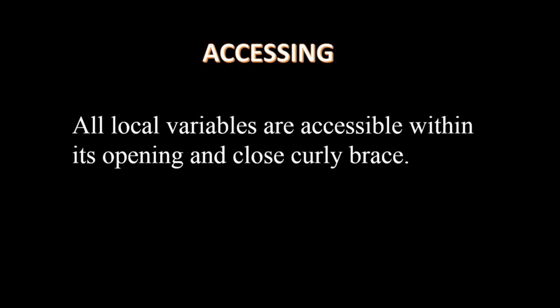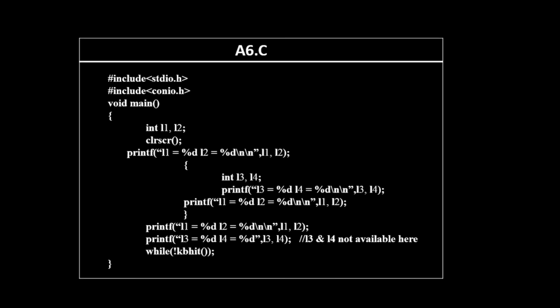So all local variables are accessible within its opening and closing curly braces. This is a very important point in the properties of a local variable. So let's look at an example of it.